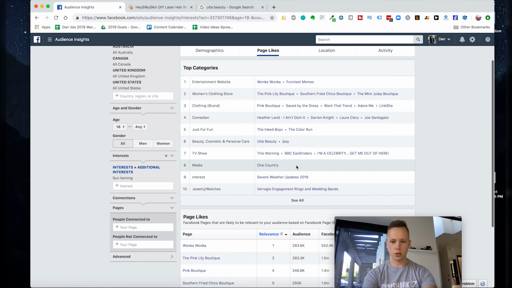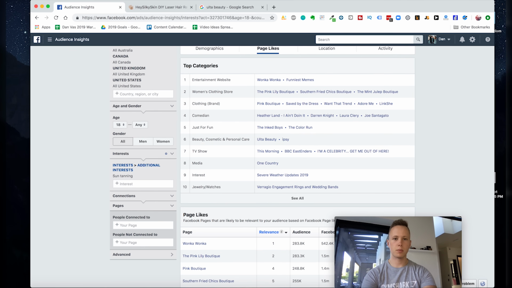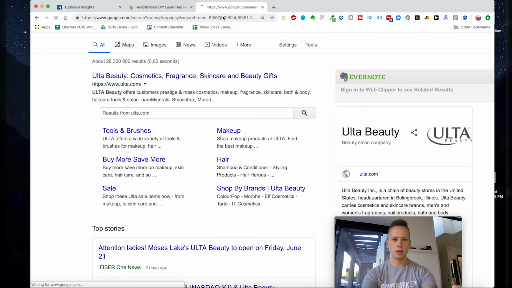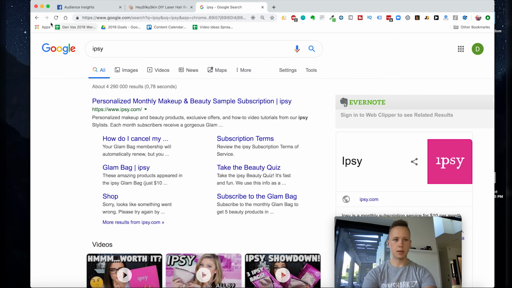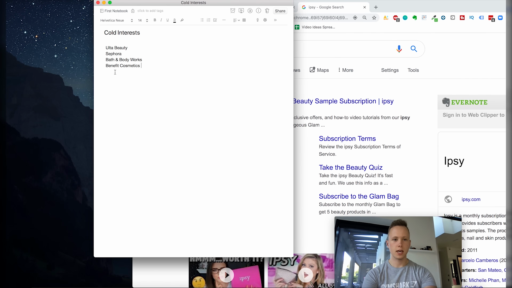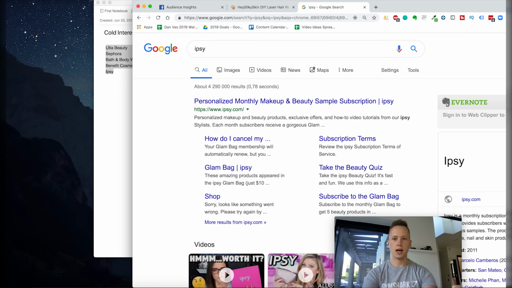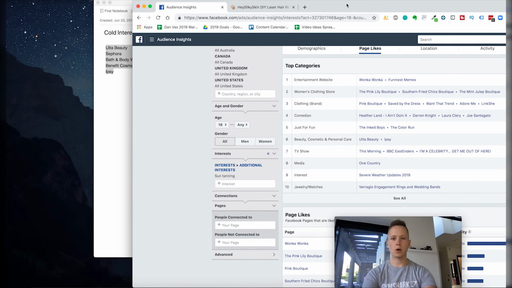Ulta Beauty, again, shows that's probably good. Ipsy keeps popping up, so I'm gonna put Ipsy. I don't know what Ipsy is. Let's try that. Monthly makeup and beauty sample subscription, that's perfect. So we'll put in Ipsy. So we've got 5 here, and I think these are a great 5 first interests to start with for our product.